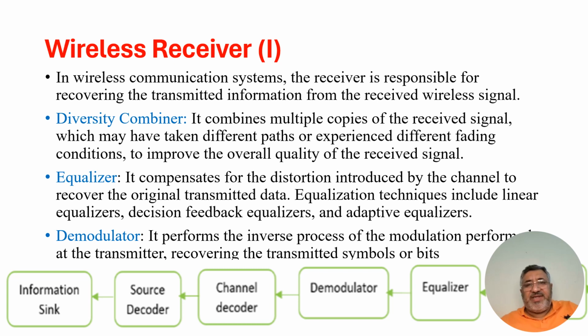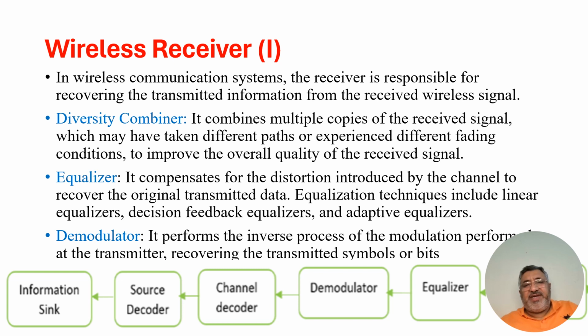Similarly, an equalizer is employed to reduce the effect of intersymbol interference caused by multipath propagation. It compensates for the distortion introduced by the channel to recover the original transmitted signal. Equalizer techniques include linear equalizer, decision feedback equalizer, and adaptive equalizer.